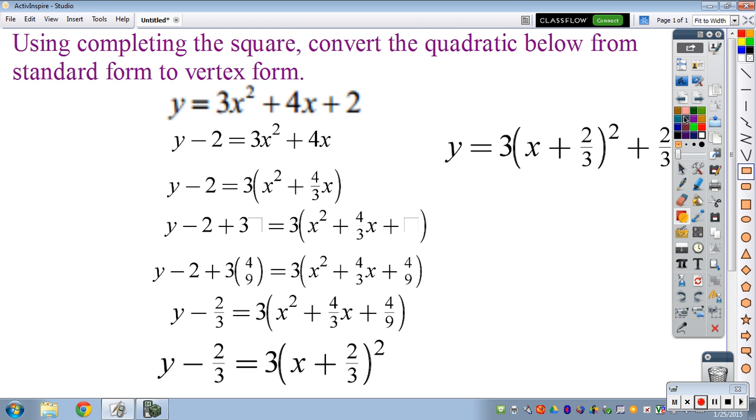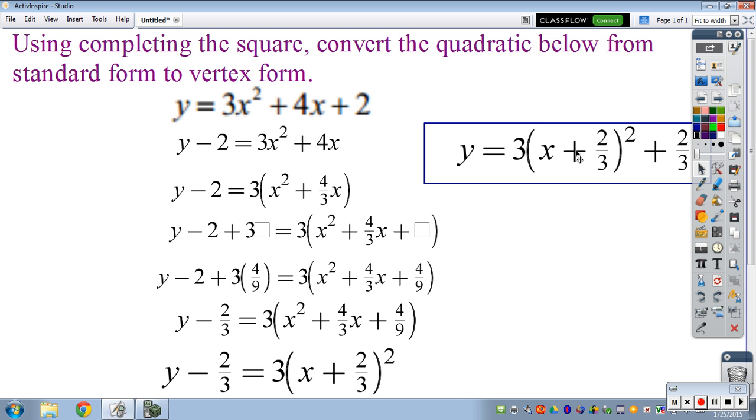That would be my quadratic equation in vertex form.